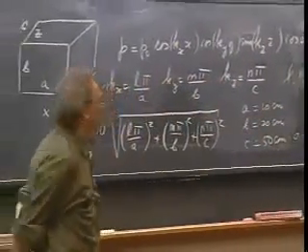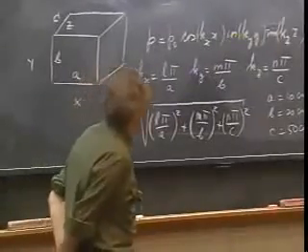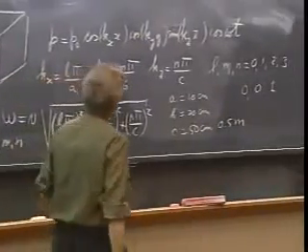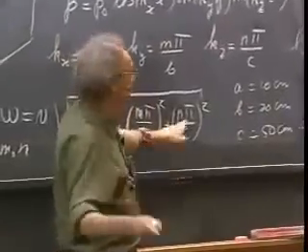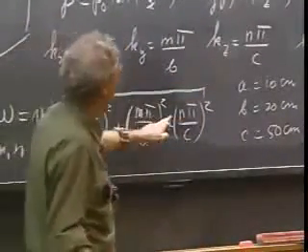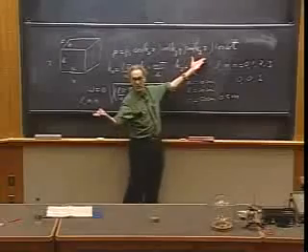The only thing that you cannot do is allow n to be 0. Because if now you make n 0, then no mode could exist. Because if n is 0, then this would always be 0.